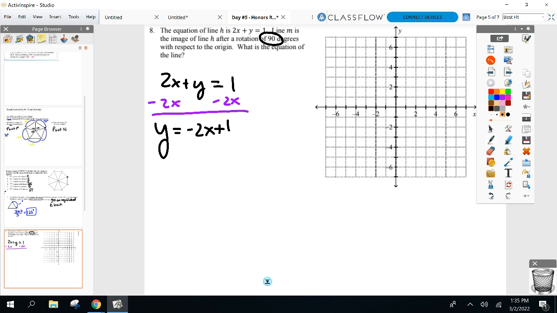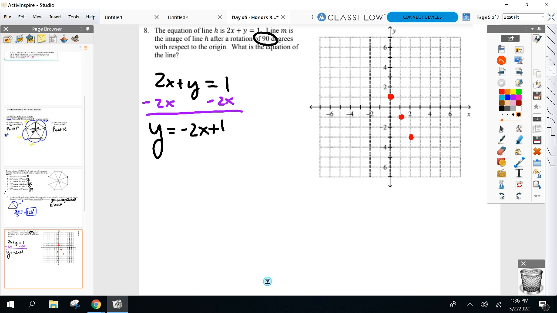You guys help me graph that? What's the y-intercept? 1. So I graph 1 on the y-axis. How can you use the slope to get me a couple more points? First, what is the slope? Negative 2. So where can I go from this y-intercept? Down 2, right 1. Yep. And then you can just freehand it, grab the side of your calculator, whatever floats your boat. But here's the line.